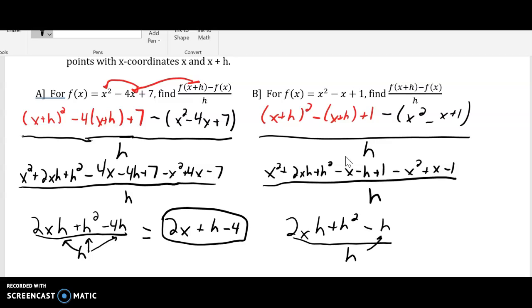And then again, everything has an h in it, right? If they didn't, we couldn't do this step. So it's 2x, because the h is canceled, plus h, minus 1. It's not 0. Negative h divided by h is negative 1. So there's your problem. If you have any questions, let me know, and we'll take a look at it.